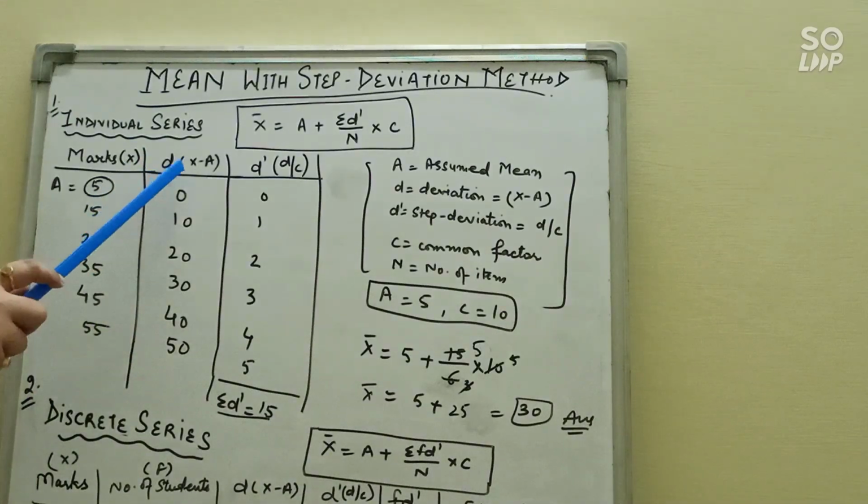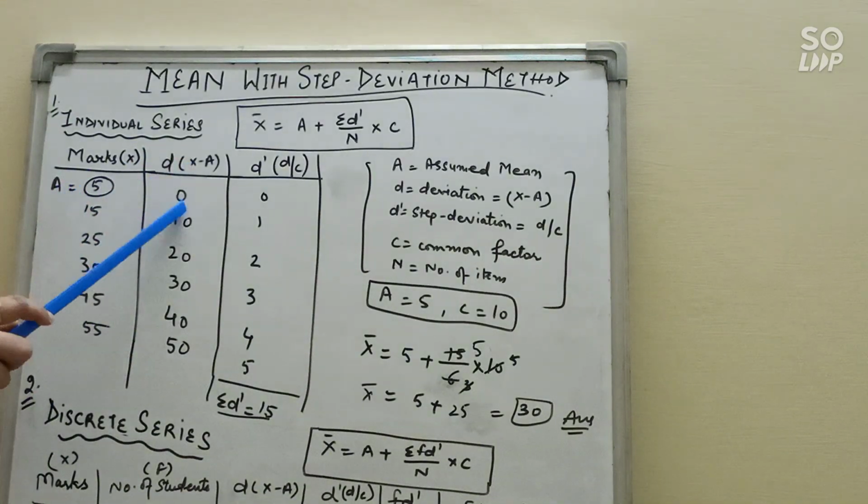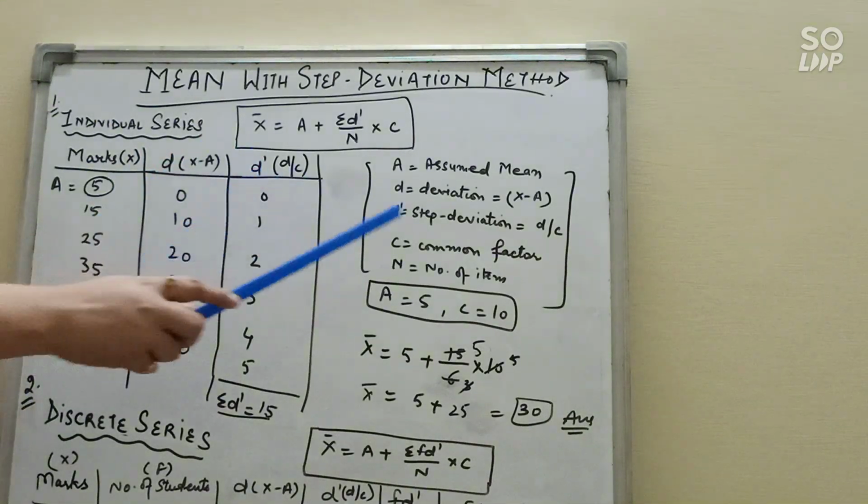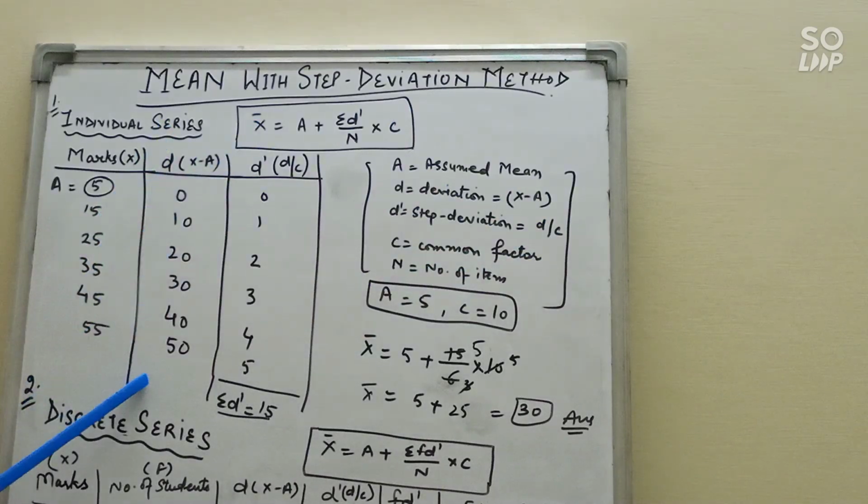So let's see d, deviation. X: 5 minus 5 is 0, 15 minus 5 is 10, 25 minus 5 is 20 and so on. So all these values are the d, deviation. Now the next step is d dash. For d dash the formula is d upon c. So d we have now, deviation, and c is a common factor.